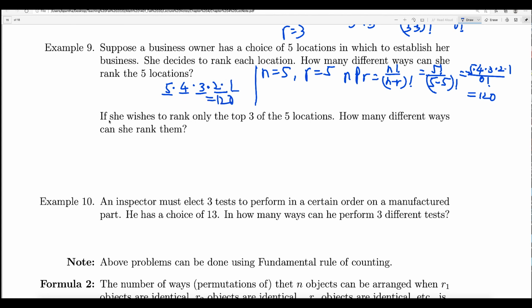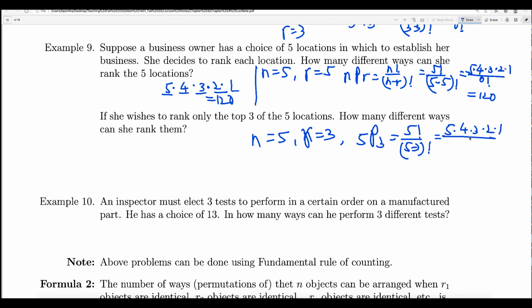Now, the second one is if she wants to rank only the top 3. So there are 5 locations available to rank, and she wants to rank only 3. So r equals 3. So how many ways can you do that? It is 5P3, right? So it is 5 factorial over 5 minus 3 factorial. So what you get is 5 times 4 times 3 times 2 times 1 over 2 factorial.